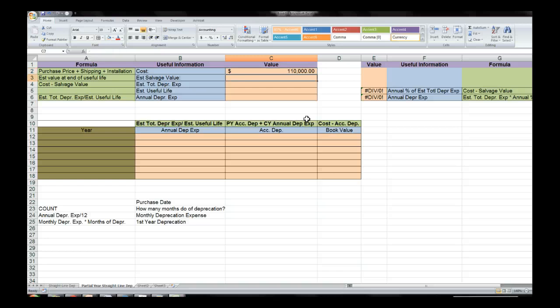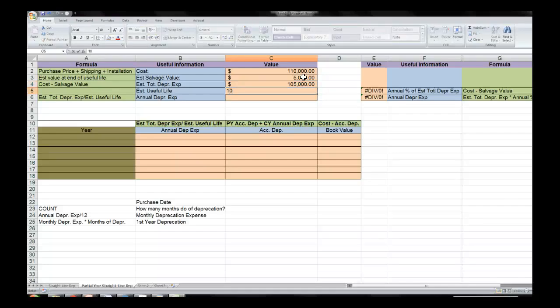Our estimated salvage value, let's say at the end of its life, we think that we can sell it for $5,000. And then we need to calculate our estimated total depreciation that we need to account for. We do that by taking our cost, subtracting our estimated salvage value, and we get $105,000. So over the estimated useful life of this machinery, we should have a total accumulated depreciation of $105,000.